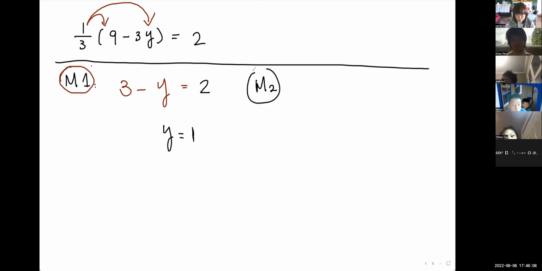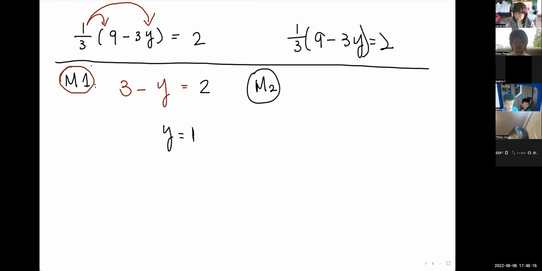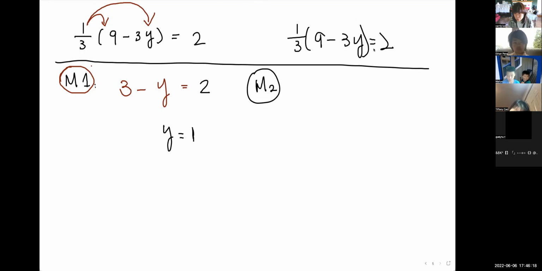So let's see, method 2. Everybody, if I have 1 over 3 times 9 minus 3y equals 2. So Ethan, if it is like 9 minus 3y equals 10, that's much easier than this one, right? Why is that one easier? Because this one has a fraction. So I am a very lazy teacher. I want to get the hard part gone. So I'm going to times 3, both left side and right side.